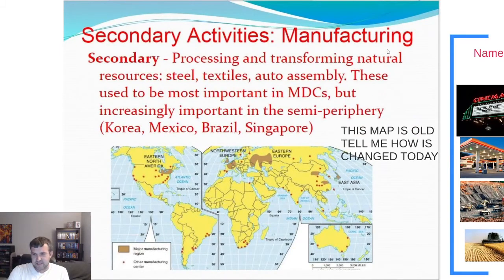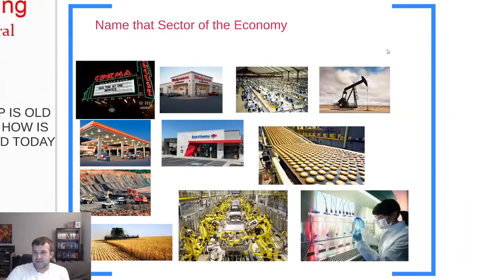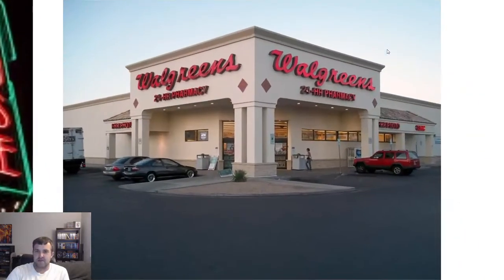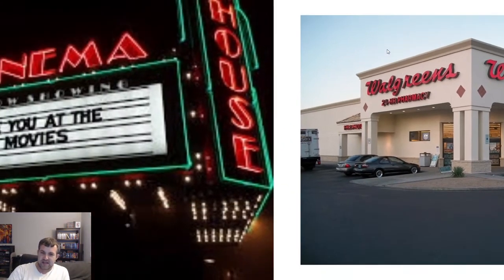Okay, so secondary activities, manufacturing. I've described this. Whenever you think about the secondary sector, it's just factories, building stuff. I'm just going to skip this slide. Okay, name that sector of the economy. So, Walgreens. This is tertiary. People go there to purchase stuff. They are the service part of the economy.